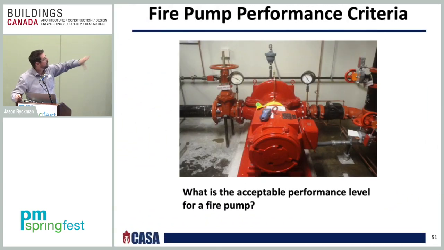And here's fire pump performance criteria. What is the acceptable performance level for a fire pump? According to section 8.3.5, a pump is considered acceptable if it is not degraded more than 5% in pressure at rated flow. So at 100% flow, the pressure cannot be less than 5% below the original acceptance curve or the data plate itself.